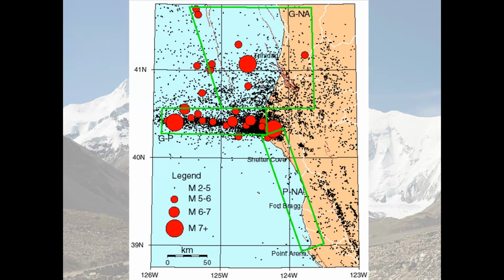Here's a close-up just near us. Here's Trinidad, and here's Shelter Cove. Eureka is underneath all these freckles. So just off Cape Mendocino is what's called a triple junction. It's a junction of the Pacific plate, the North American plate, and the plate of Juan de Fuca, which is sometimes known as the Gorda Plate. This little part of it is known as the Gorda Plate.